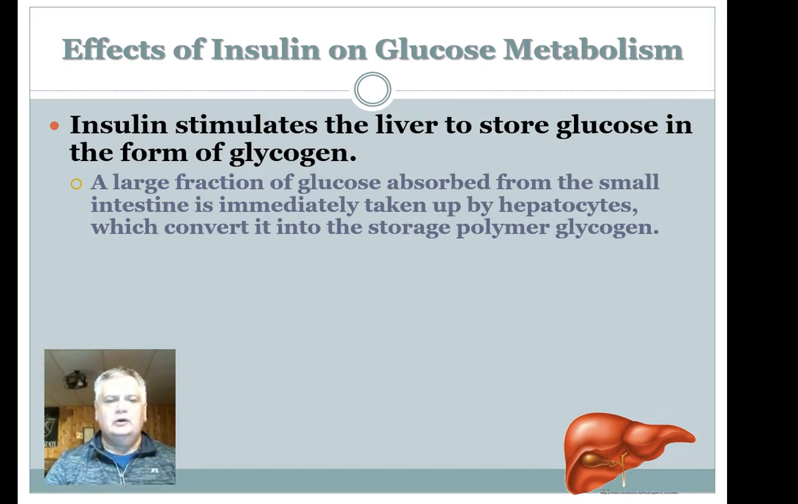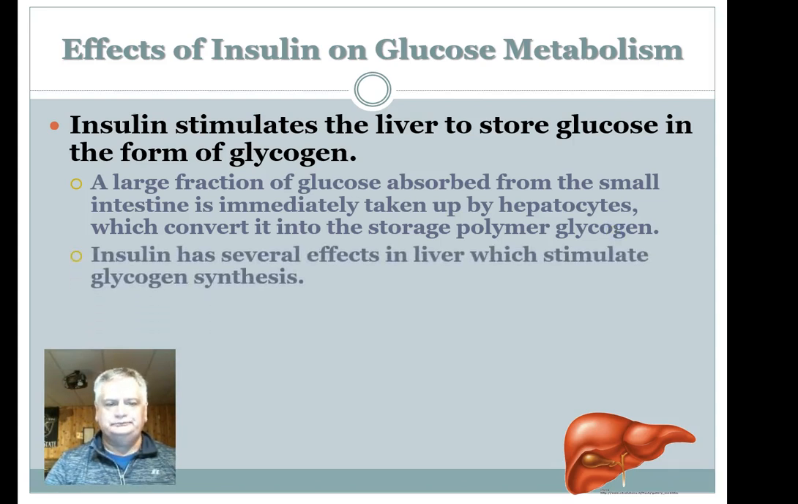So remember, out of the intestines, the hepatic portal system is going to transport the blood immediately into the liver. It's going to have a high concentration of glucose. Insulin is going to stimulate the liver cells to take up that glucose, and the cells are going to immediately convert the glucose, once it enters the cells, into glycogen and store it. The insulin has several effects on the liver, however, that stimulate this glycogen synthesis to occur. One of the things is that as soon as the glucose enters the liver cells, the hepatocytes, it will be immediately attached to a phosphate group.